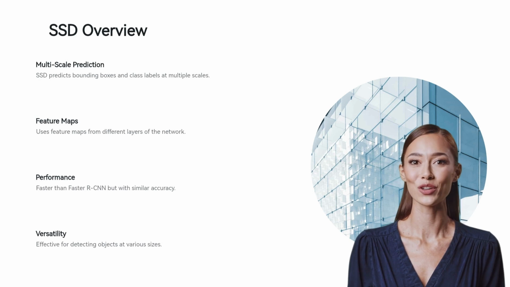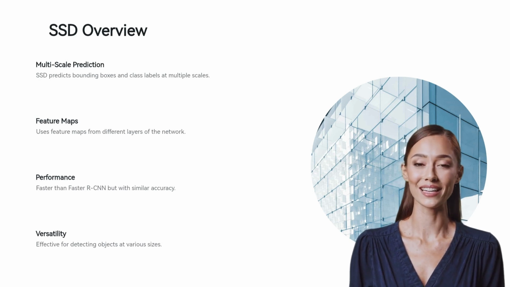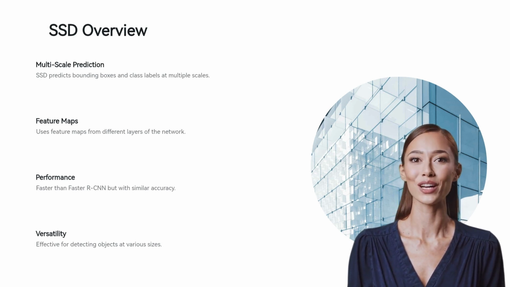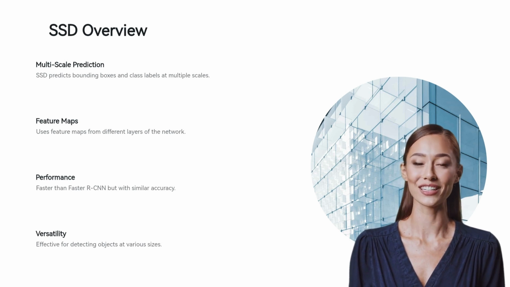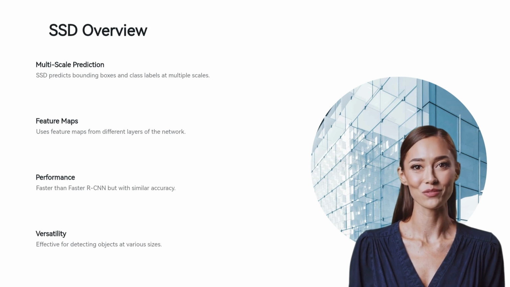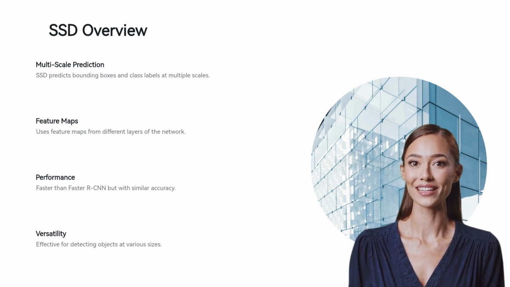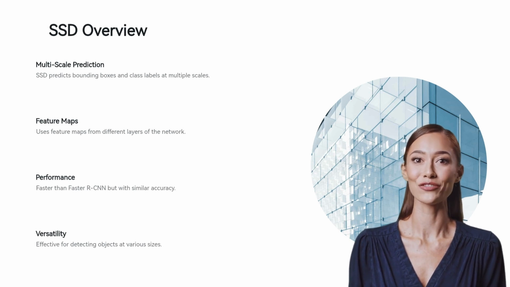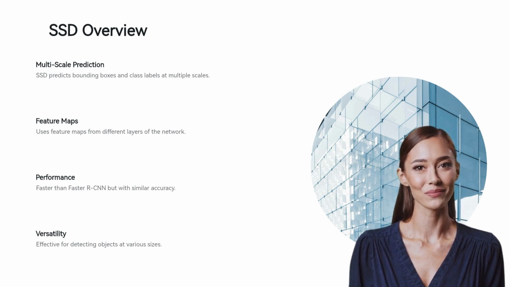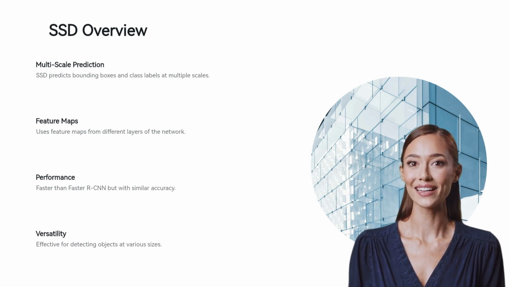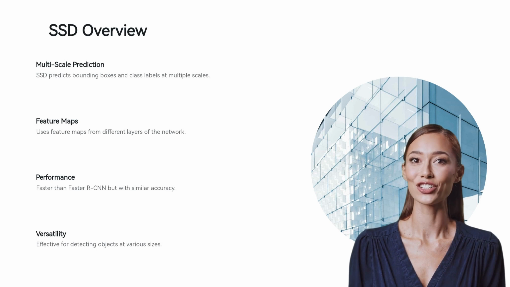The single-shot multi-box detector, SSD, is another popular object detection model. Like YOLO, SSD aims to detect objects in a single pass through the network, but it introduces a key improvement. It predicts bounding boxes and class labels at multiple scales by using feature maps from various layers of the network. This enables SSD to detect objects of different sizes more effectively. SSD is fast and provides competitive accuracy, making it a good choice for real-time object detection.